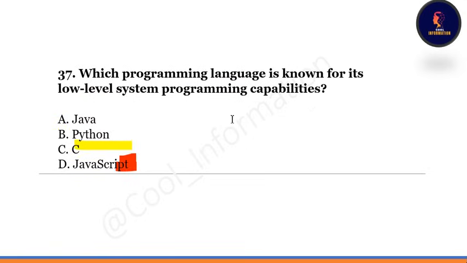Next question, which programming language is known for its low-level system programming capabilities? Options are Java, Python, C or JavaScript. So actually C is the language with low-level system programming capabilities. So C is the correct option.